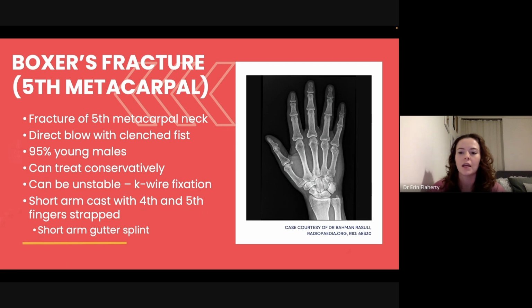If they're stable, they're not displaced, and we tend to just put them in a short buddy strap like this, or in a short arm cast with the fourth and fifth fingers strapped, which is called a short arm gutter splint. If they're unstable or displaced, then we would want to do a K-wire fixation, which is just a little wire that's drilled into the bone to keep it together. And again, we'll put this cast on top of it as well. So that is a boxer's fracture.